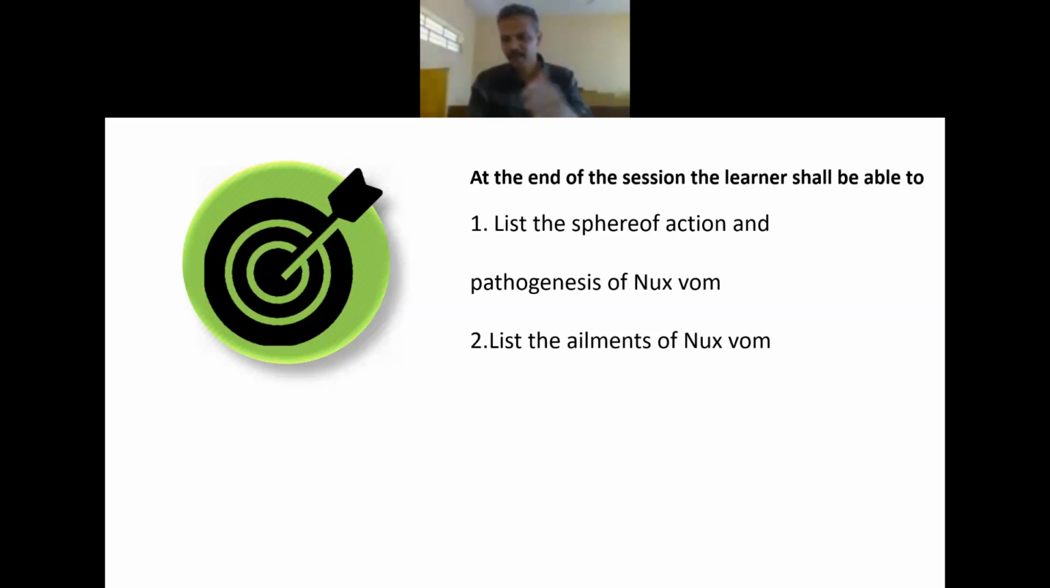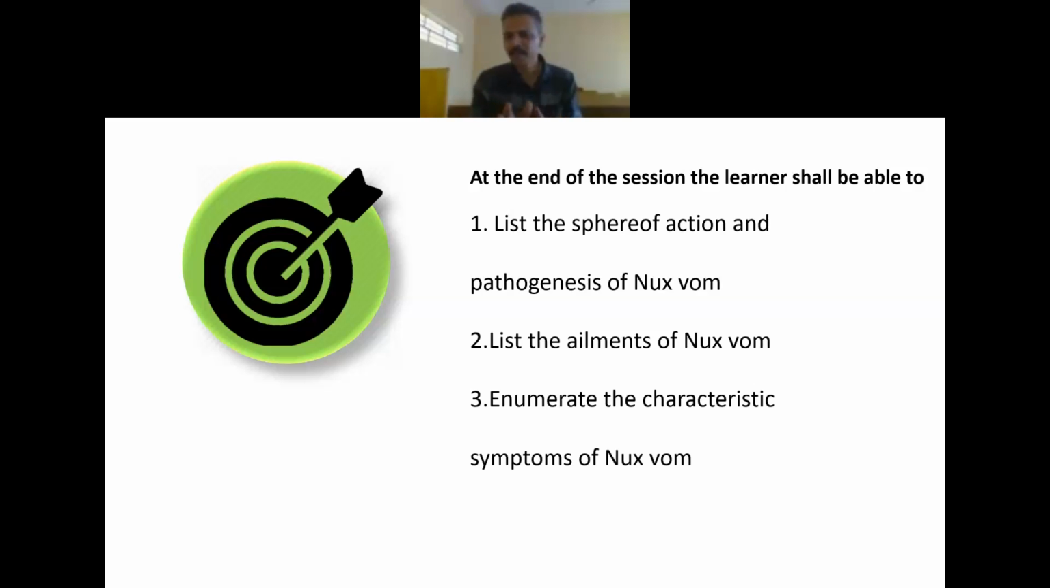See, sphere of action and pathogenesis, they are two very different terms. You will realize as I go further into the class. The second objective for today will be that we will try to list the ailments of Nux vomica, okay, and we'll also have another last objective here. What we'll try to do is enumerate the characteristic symptoms of Nux vomica. So three basic objectives we have for today's class. Please concentrate, a very important remedy.